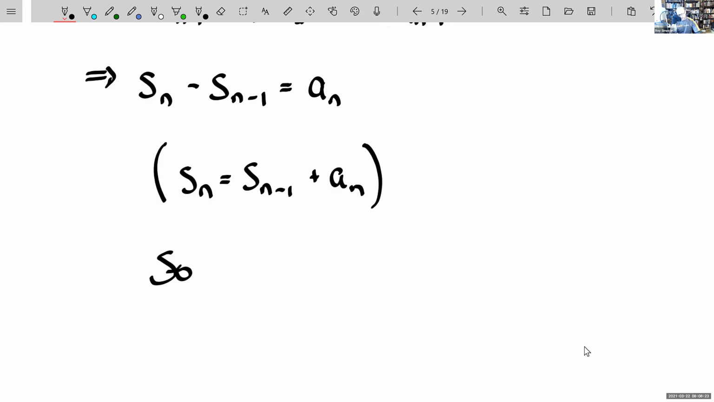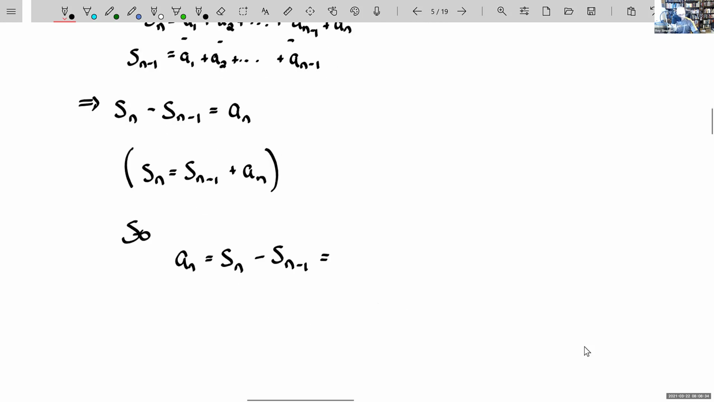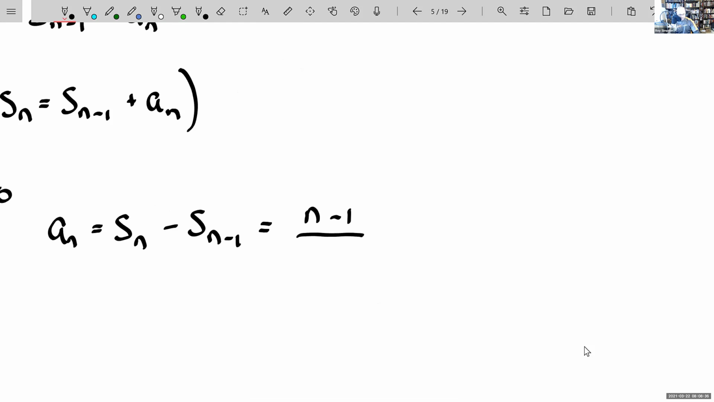So a sub n is S sub n minus S sub n minus 1, but S sub n, we've just said, is n minus 1 over n plus 1, minus S sub n minus 1, the sum of the first n minus first terms. Well, that'll be the same structure as this, but instead of n's, you have n minus 1s. I'll write it that way. n minus 1 over n minus 1 plus 1.